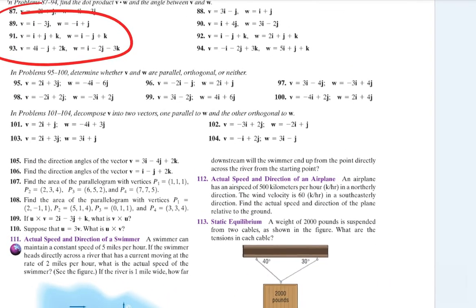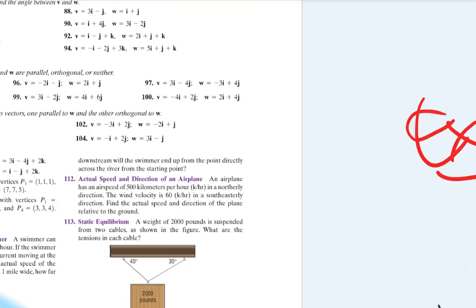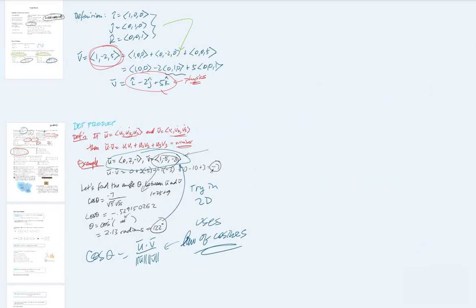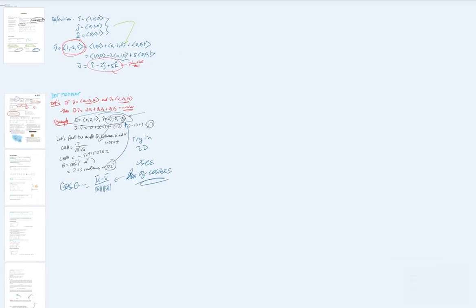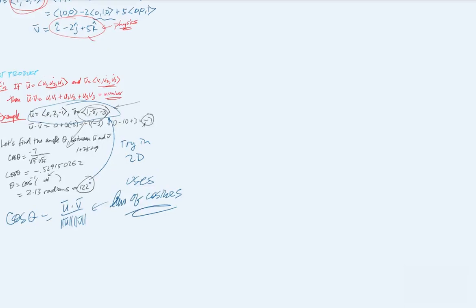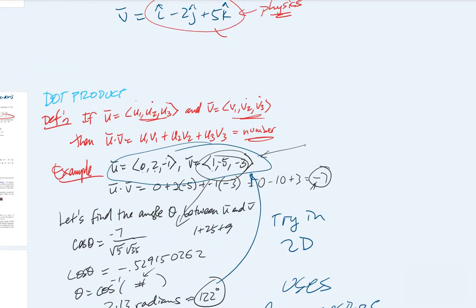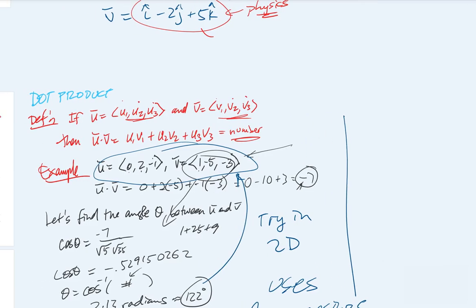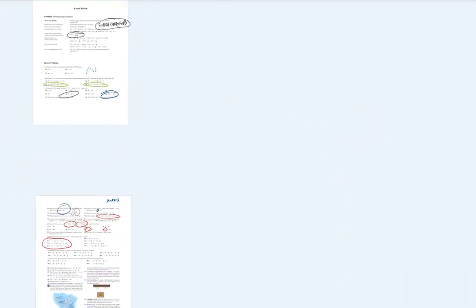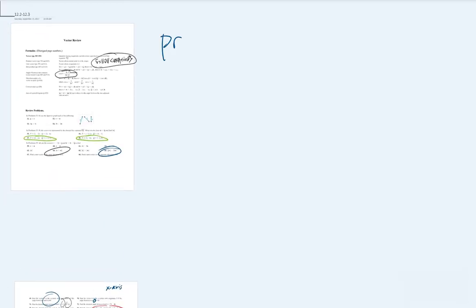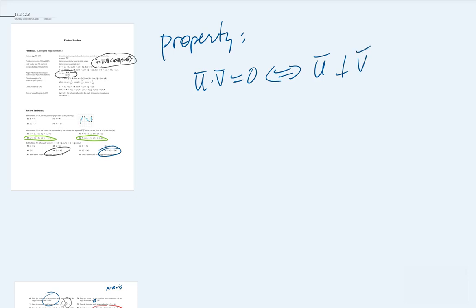All right, so another kind of problem. Oh, yeah, let's get to an example of one of the properties. Let me erase some of this. So one of the properties of the dot product is that u dotted with v is 0 if and only if u is perpendicular to v. All right, this is very, very useful.